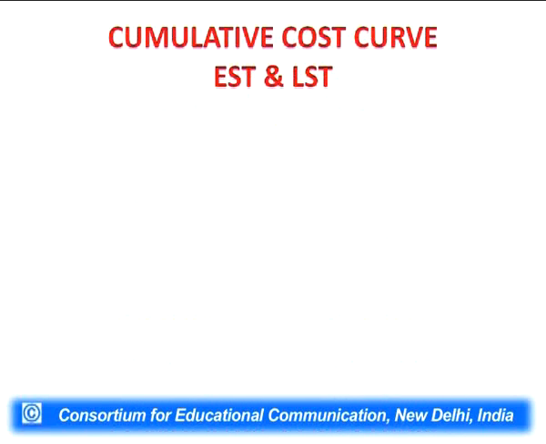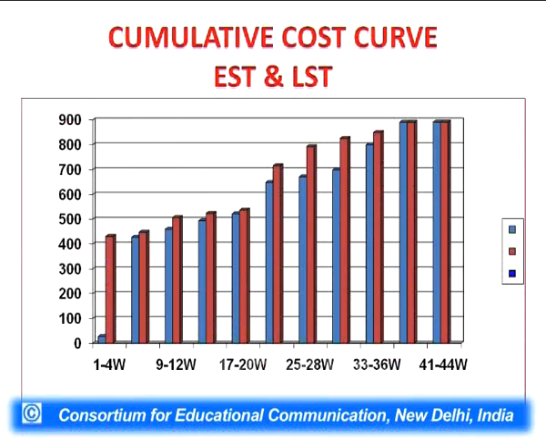How to draw it? On the X-axis, the time is given, on the Y-axis, the cost is given. Every month, how much cost is being incurred is written based on early start times, and the second is given on the late start times. EST and LST, and the blue ones and the red ones are giving you different information. One is for EST, other is for LST. And now we will have a curve joining these peak values.